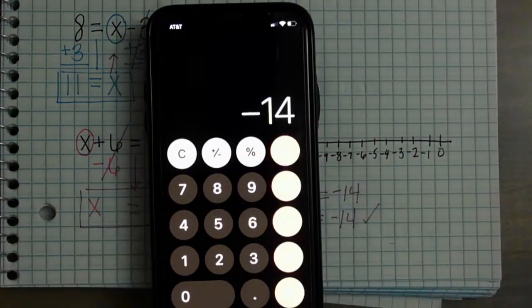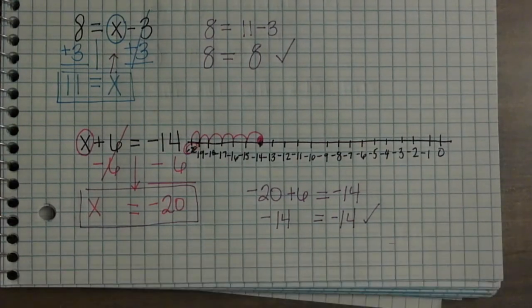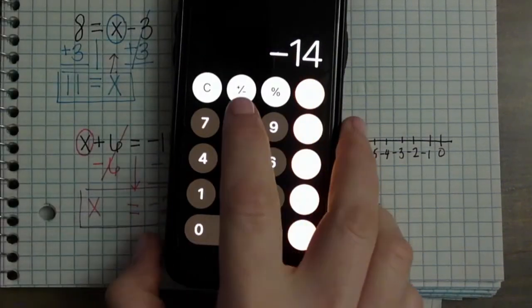So remember, you can use your phone calculator, your computer calculator. If you have your own calculator, you can use that as well. It's just a matter of paying attention to where that little negative button is.